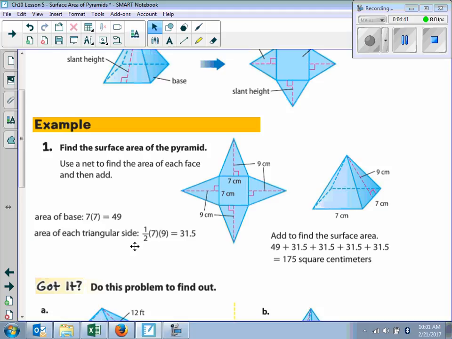Now, what did they not do here that I expect to see in your notes? They didn't write the formulas. I would like for you to make sure that when you are showing your work, you are writing your formulas. Is everybody clear? Yes.